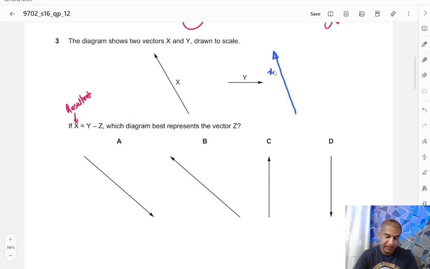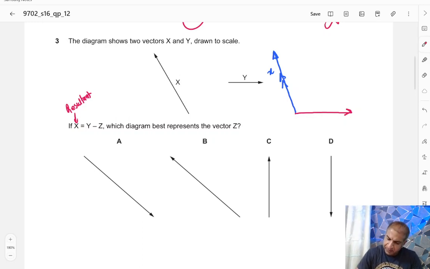This is vector x. This is the resultant. So I'm just going to put two arrows over here to signify that this is the resultant. Y is positive, so this is the correct direction of y. So I'm just going to connect this thing. Okay, I'm just doing trial and error and seeing if this actually fits in.